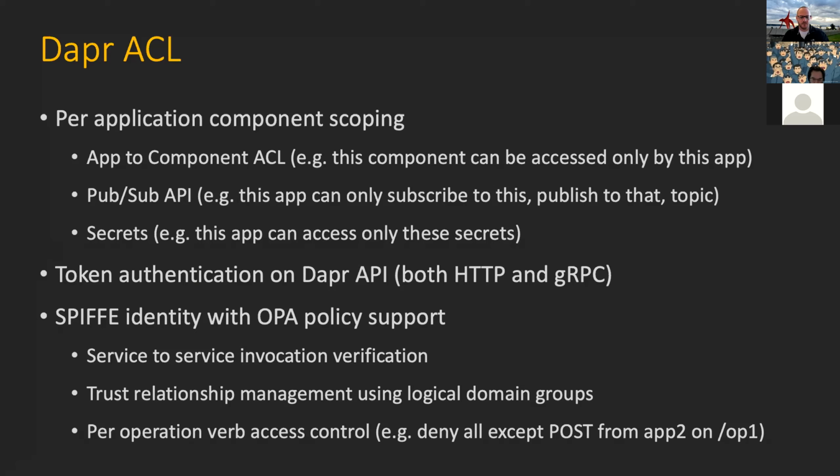Open Policy Agent policy support is also available. And in that space, there's a whole area around service-to-service invocation and verification, knowing full well the identity of the service that is invoking your service. We can do that by managing relationships between them using logical domains. So whether you're running Kubernetes using namespaces, or running somewhere else, we can use a logical identification of different groups of applications so that there's no collision with names and so forth.